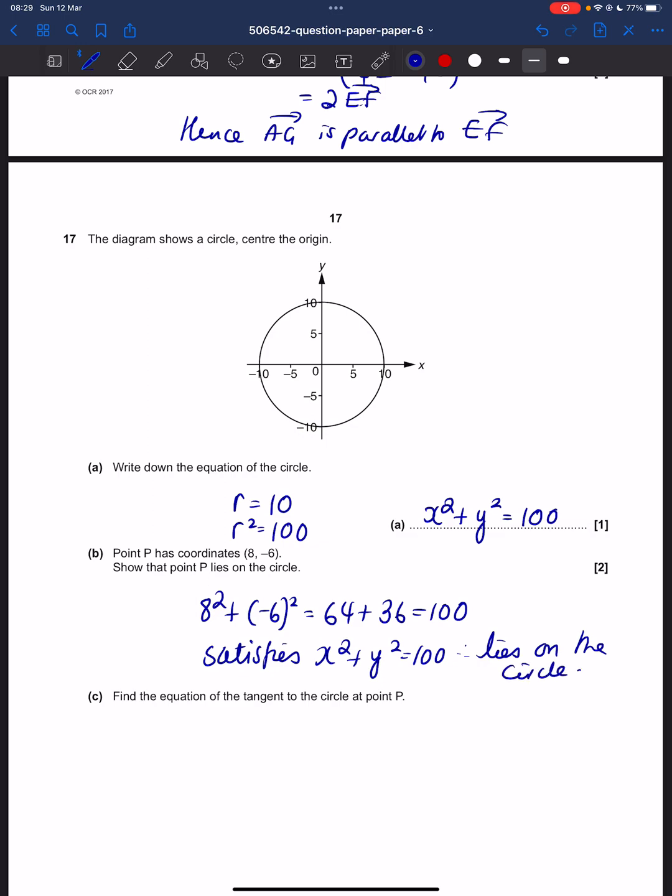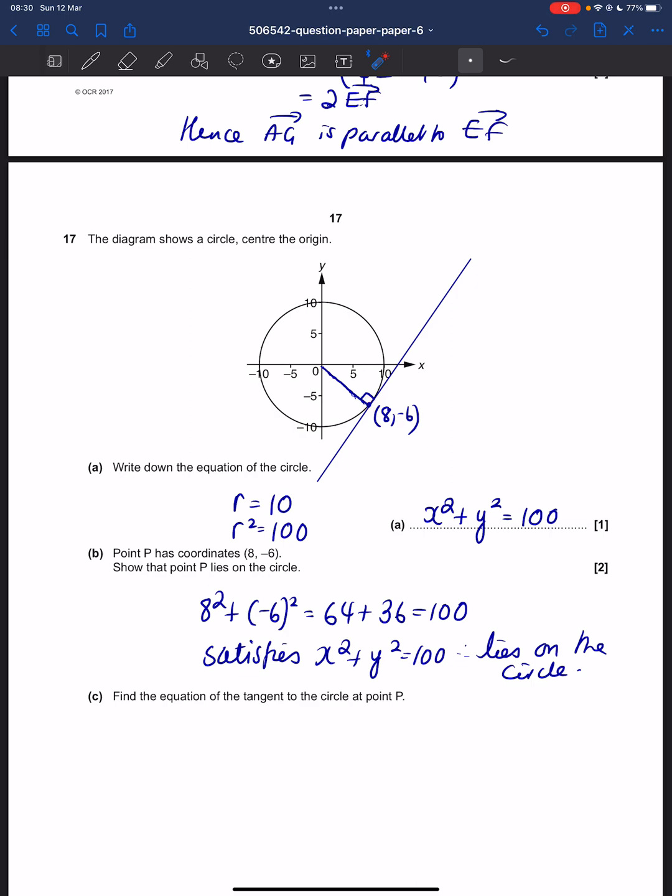Find the equation of the tangent to the circle at the point P. Oh, I was looking for P on the diagram. P is actually 8, minus 6. It's about there. So we want the equation here. Okay, and this here. If you remember, a tangent makes a right angle with, that's the point, 8, minus 6. A tangent makes a right angle with the radius.